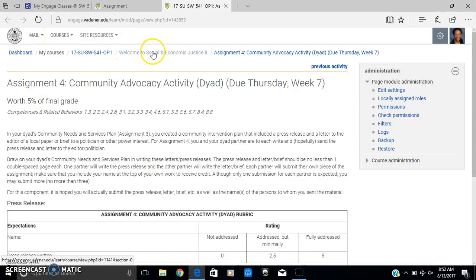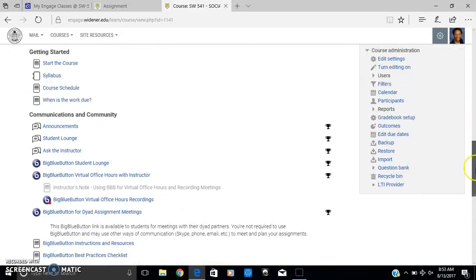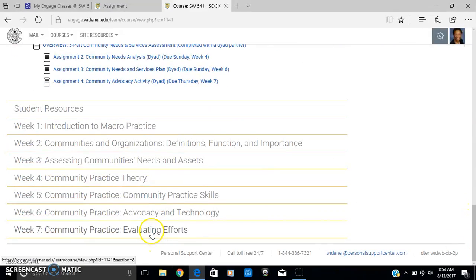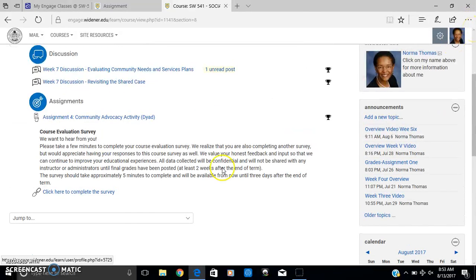I'm going to try to get us back to week 7, because one of the other things for this week is to look at an evaluation. So the course evaluation is up. I would encourage you to provide feedback for the course. Let us know what can be improved, what you liked about the course. And as you can see, that course evaluation is here. So click here to complete that survey.